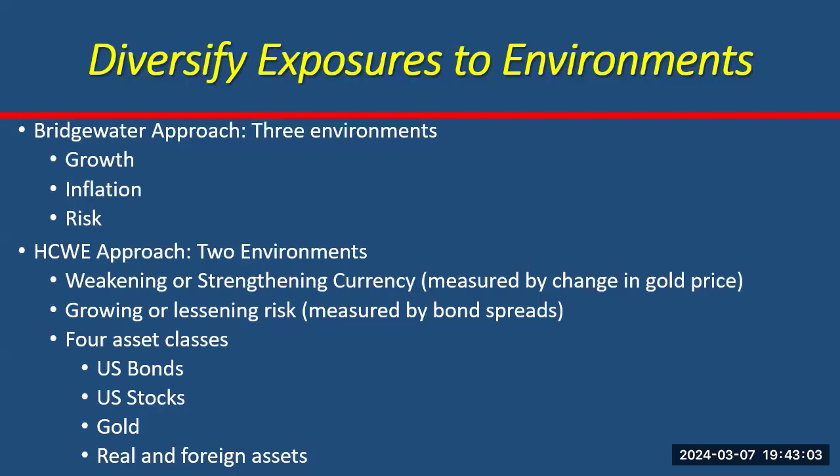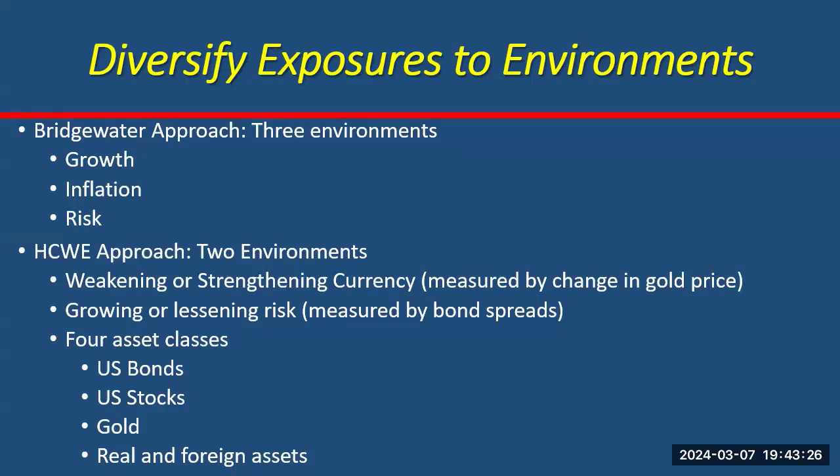So not only does he have two environments, but four scenarios, and he says there's a really easy way to predict them. Gold prices is one. The second one is risk. Is risk increasing or lessening? And he says you only need one statistic for that, and that's bond spreads. Very simple model.